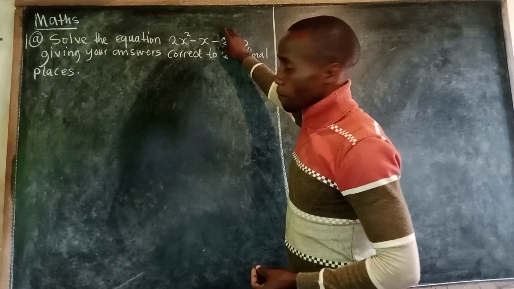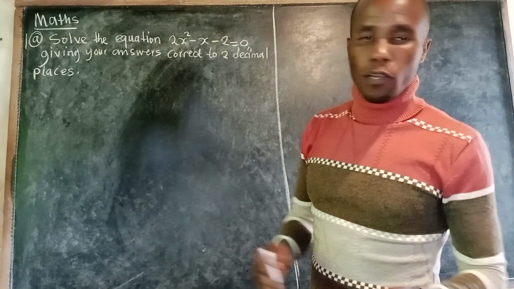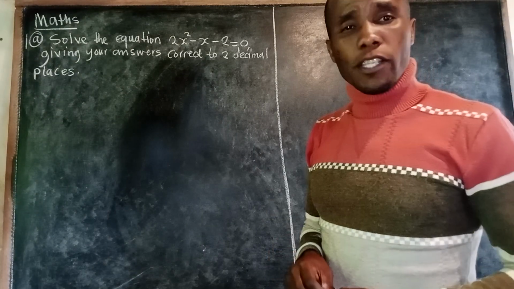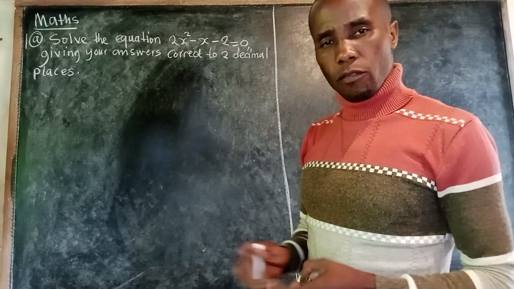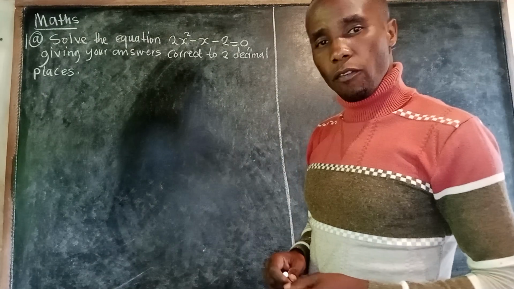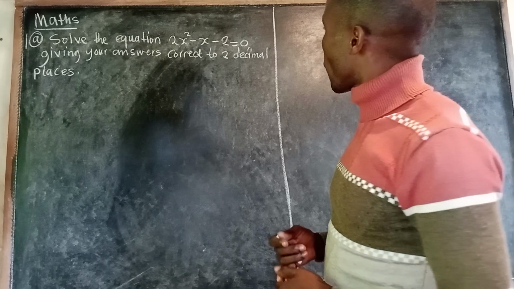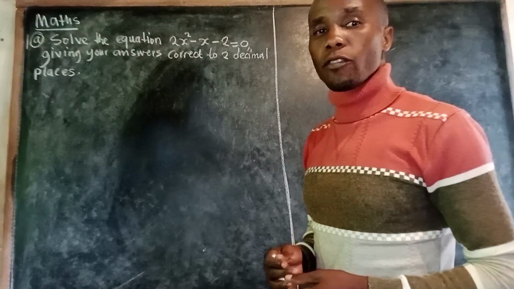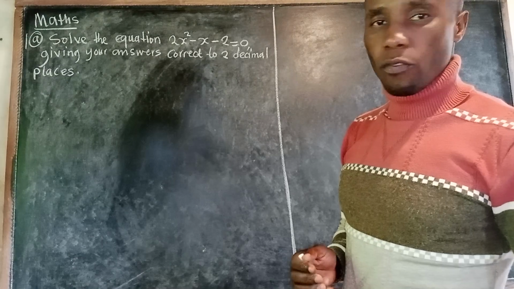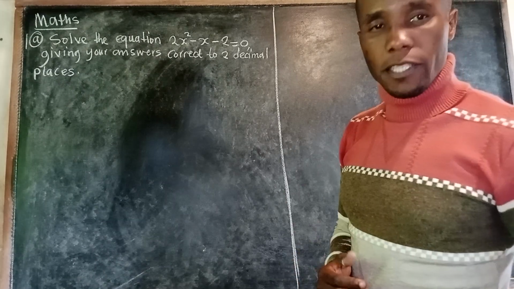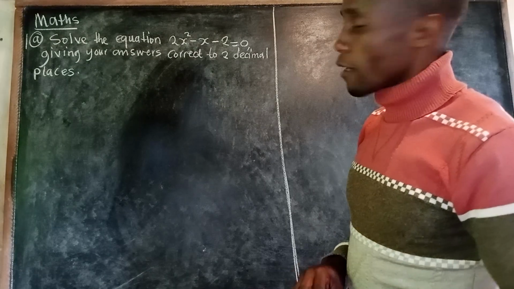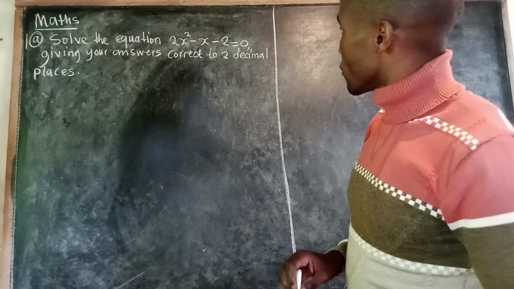Okay, so as you can see, the question that we have on the chalkboard is actually a quadratic equation, because we have got different types of equation. For a quadratic equation, we have got different methods that you can use to find the value of x. One of them is the formula method, the other one is the factorization method. You can also use the completing square method. Today, out of those methods, I'm going to run you through the completing square method.